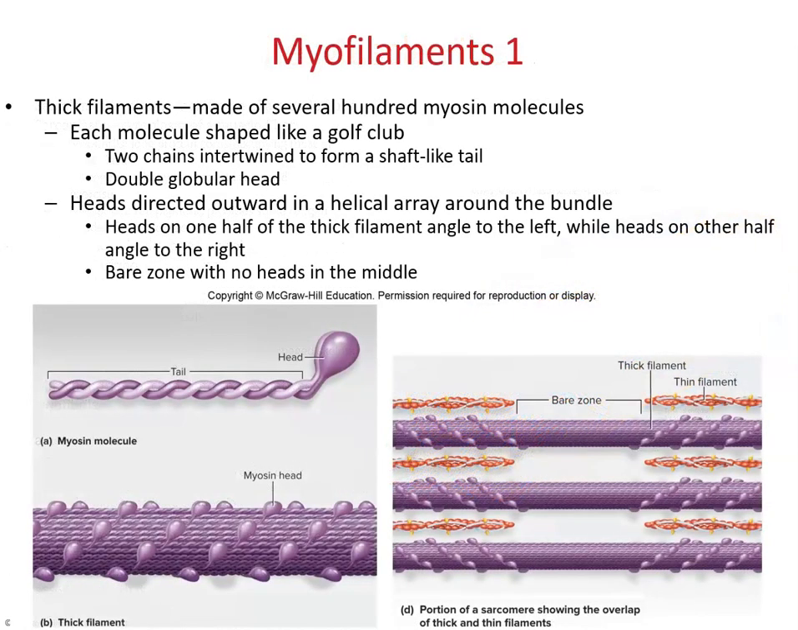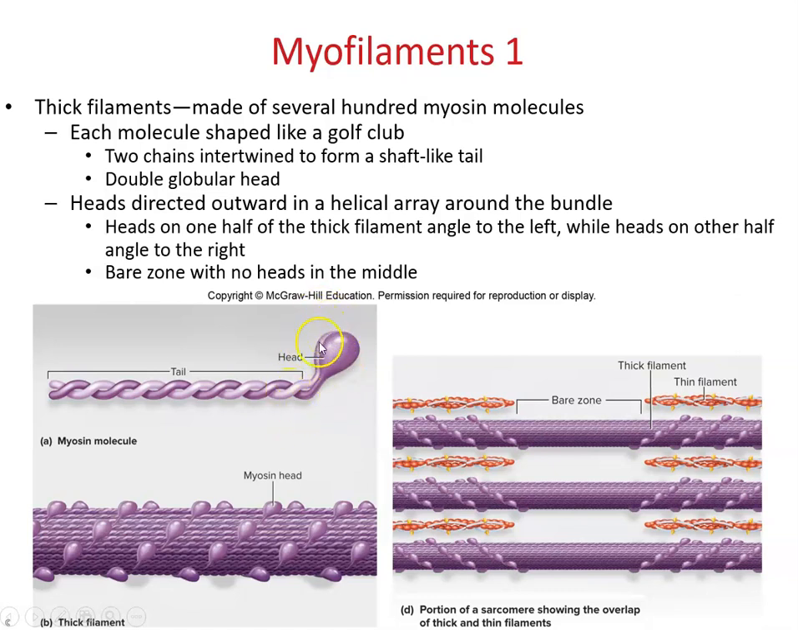Okay, so now we're getting into the anatomy and physiology of muscle fibers. Okay, so the first component is called the thick filament, and the thick filament is made of myosin. Myosin is the protein that makes up the thick filament. Okay, so it looks like this. It kind of looks like a golf club. It's got a long linear section and then this bulb at one end.